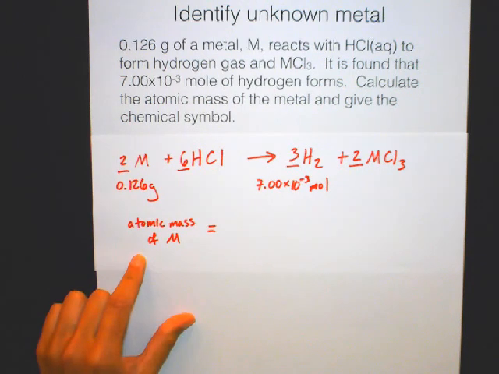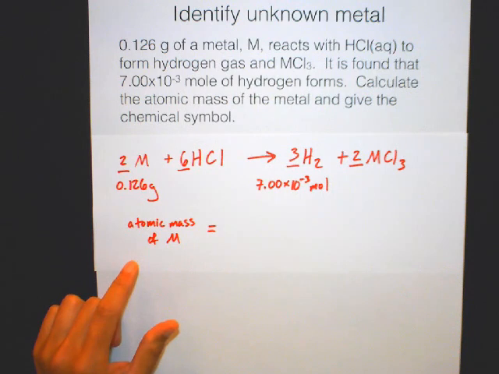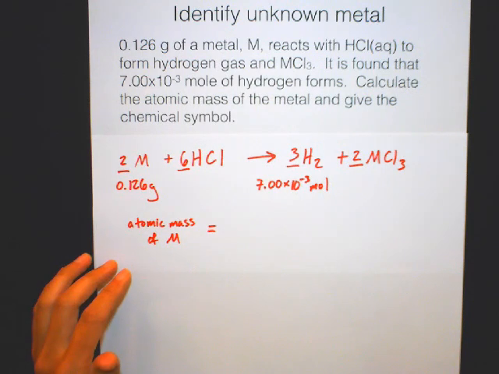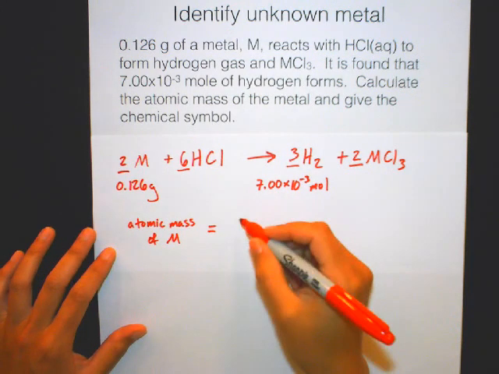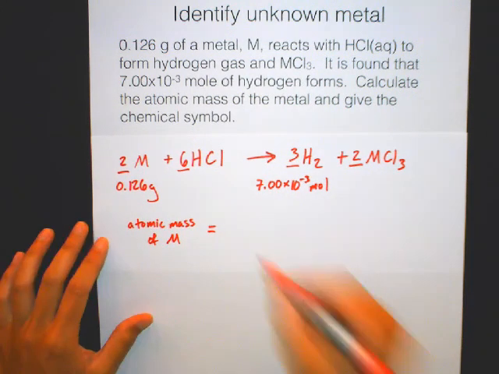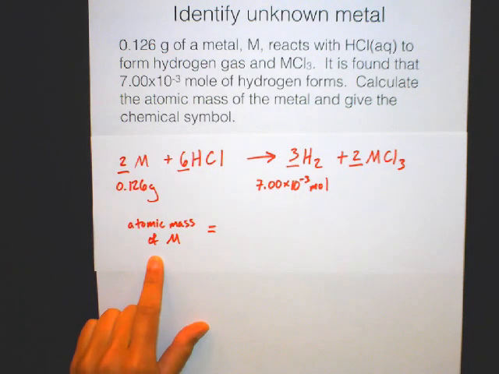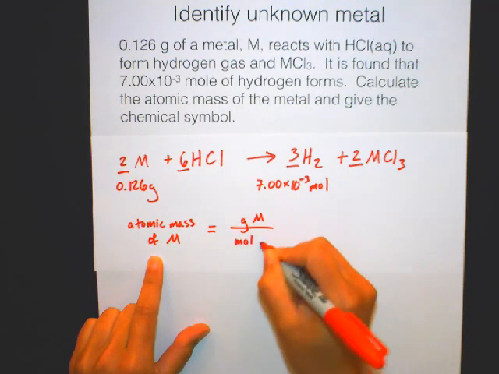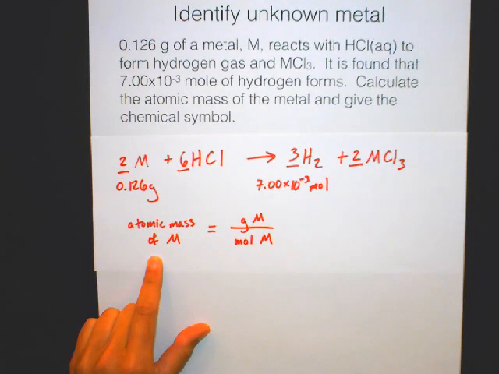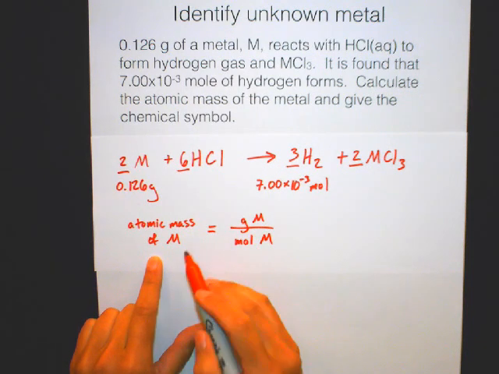Well, in order to do that, think about what you know about atomic masses. What are the units of atomic mass? Or molar mass? Atomic mass, molar mass. Grams per mole. Grams per mole, right? Any number that we pull off there is grams per mole, right? So in order to get the atomic mass of M, we want grams of M divided by moles of M.